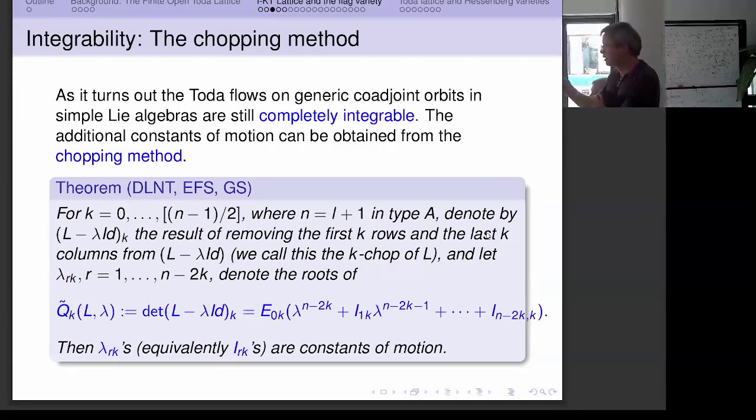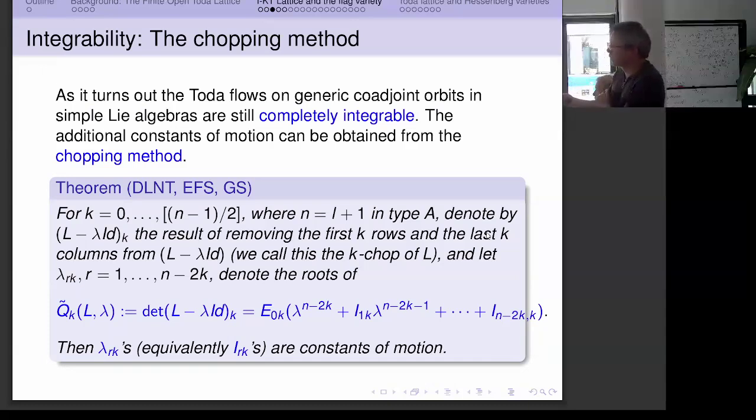Here there are different groups of people. DLNT, in 1986, investigated the symmetric lattice and proposed this method called the chopping method. AFS is Agnelli, Flaschka, and Singer, who applied the same method to the full Kostant lattice in type A, essentially. And GS is Gekhtman-Shapiro, who in 1999 extended this to all semisimple algebras.